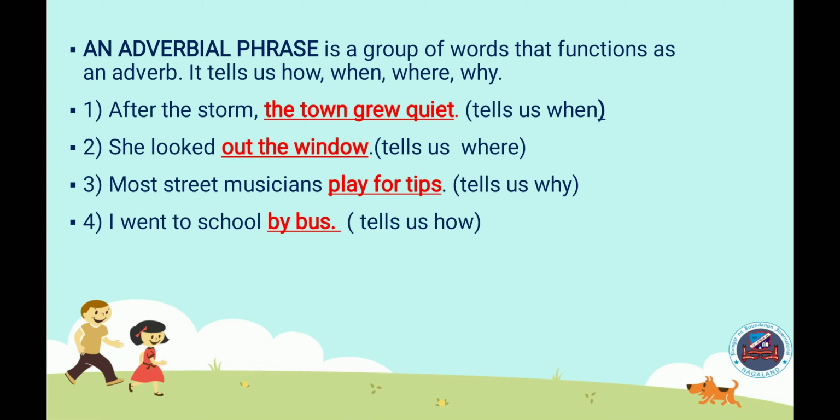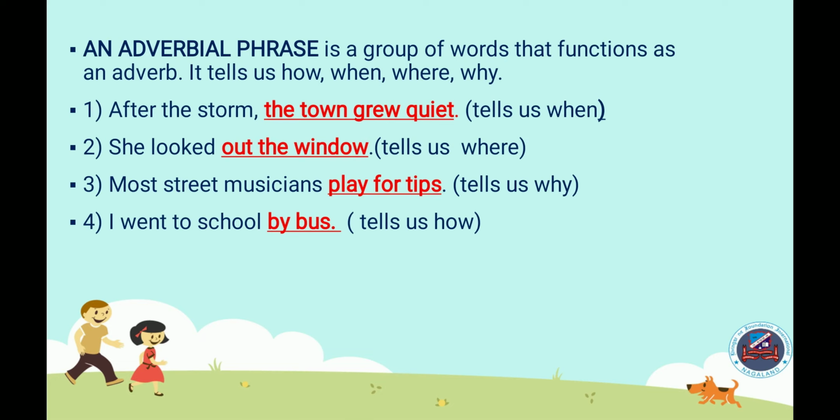Now coming to our last grammar section, that is the adverbial phrase. What is an adverbial phrase? An adverbial phrase is a group of words that functions as an adverb. It tells us how, when, where, why. It does the same job as an adverb, but instead of a word, we have phrases here.